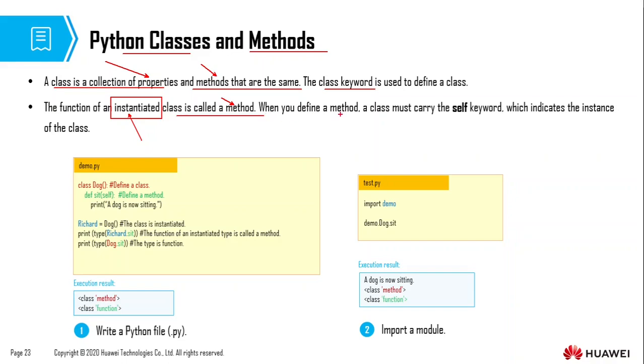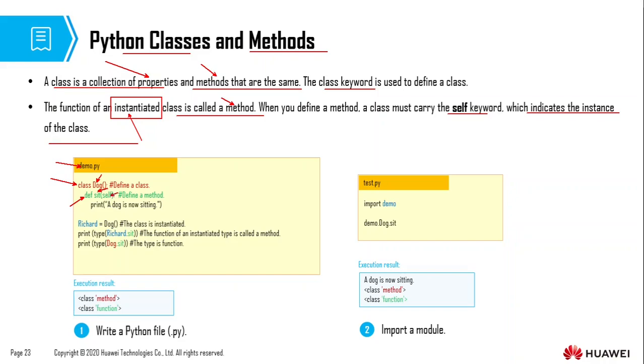When you define a method, a class must carry the self keyword, which indicates the instance of the class. So this is just an example. We have demo.py here. Then we create a class called dog. We have to use the class keyword, then the name of the class. Now inside that class, we've defined a function called sit.